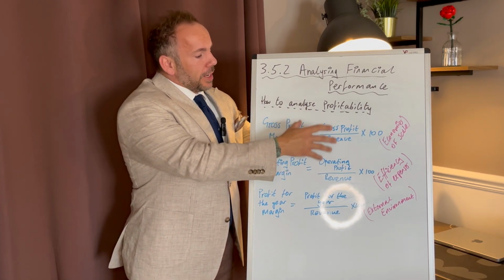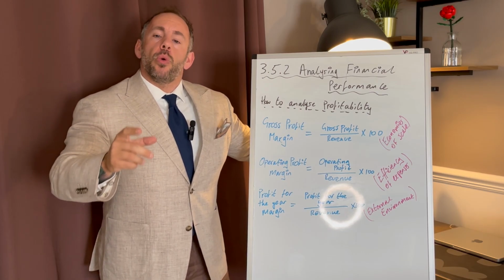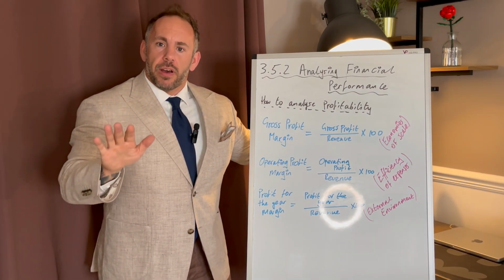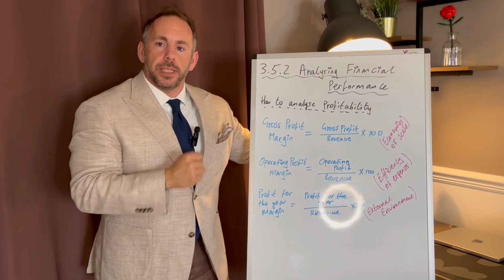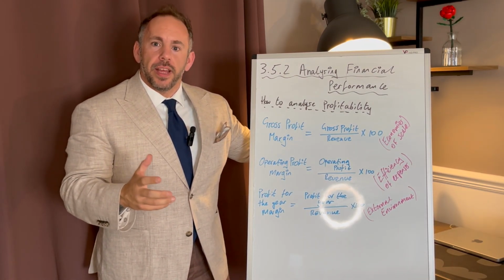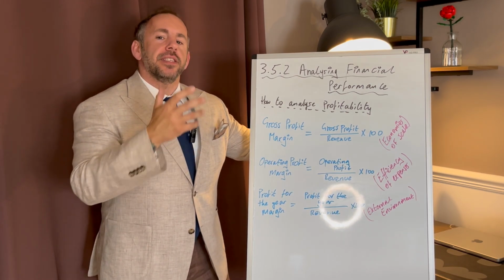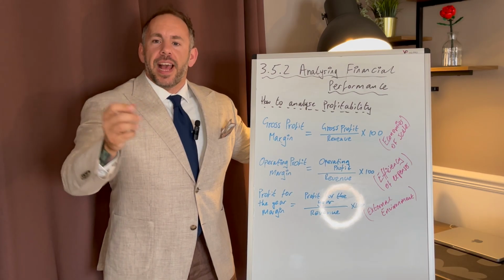So by dividing it by the revenue and timesing it by 100, we get a percentage which is a like-for-like comparison. If Asda's gross profit margin is 30% and Tesco's gross profit margin is 32%, then we can comfortably say that Tesco is much more efficient with its economies of scale than Asda.